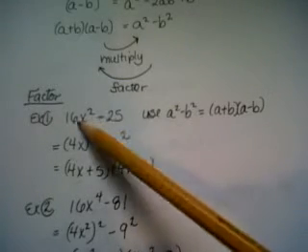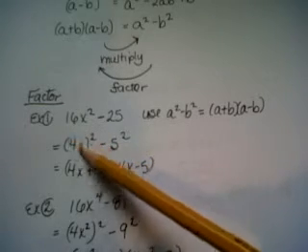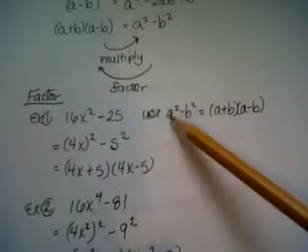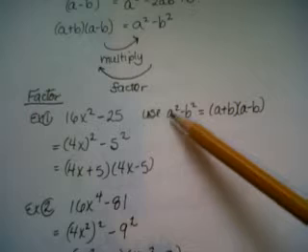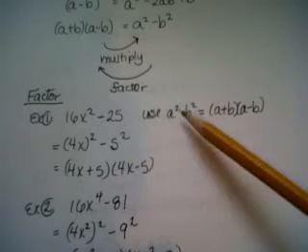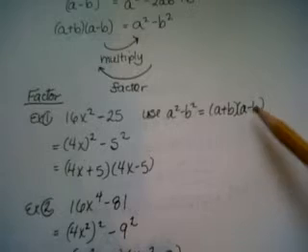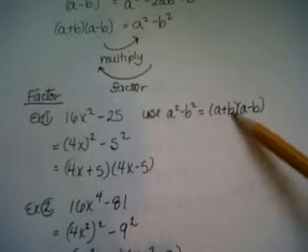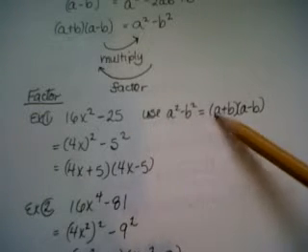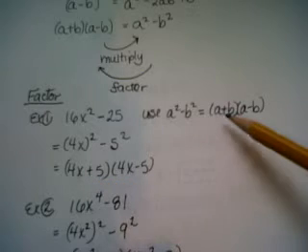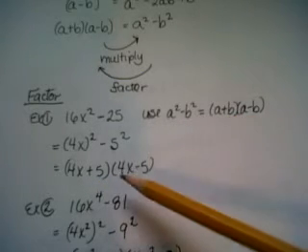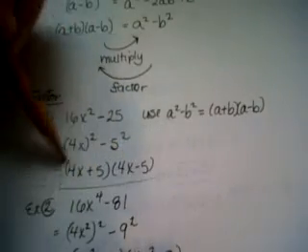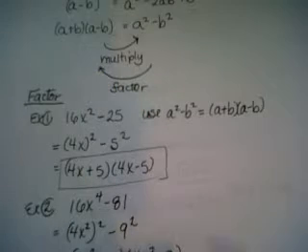So when I look at this, I can say, okay, well, this is 16x squared. Well, that's the same thing as saying 4x squared. Minus 25 is the same thing as saying 5 squared. So if I look at the formula, 4x is acting like my a, and 5 is acting like my b. So I just rewrite my formula, substituting 4x for a and 5 for b. So if I put 4x for a, I'm going to have 4x plus b was my 5, and then a is 4x, and my b is 5. So here is my answer. That is how we use that formula.